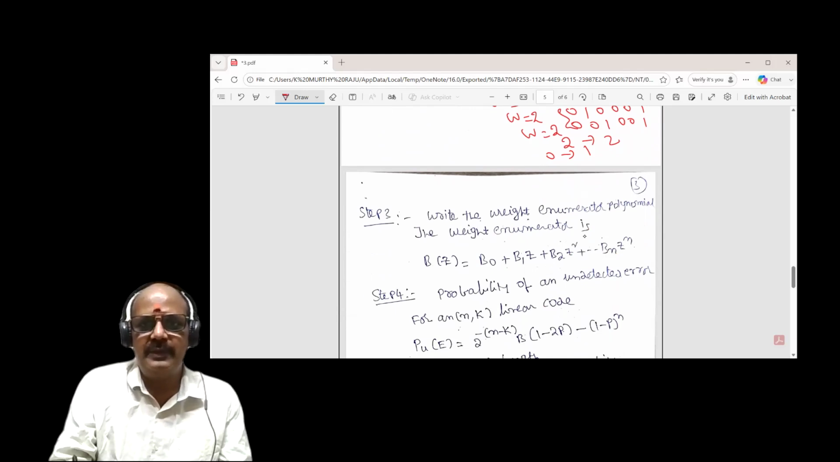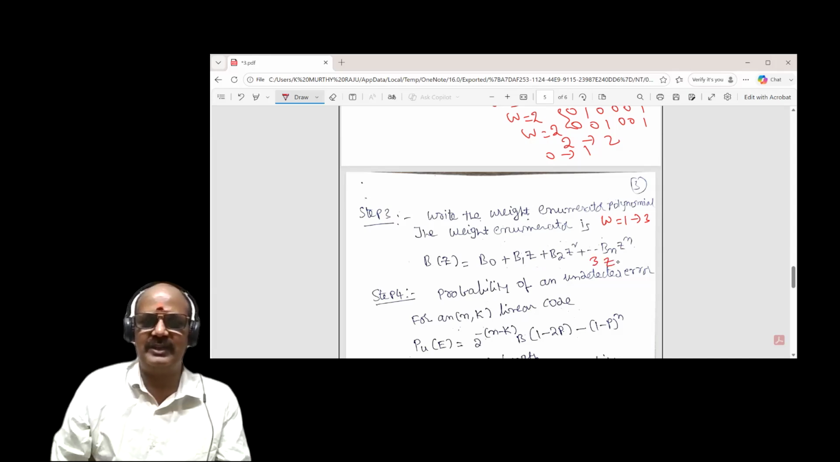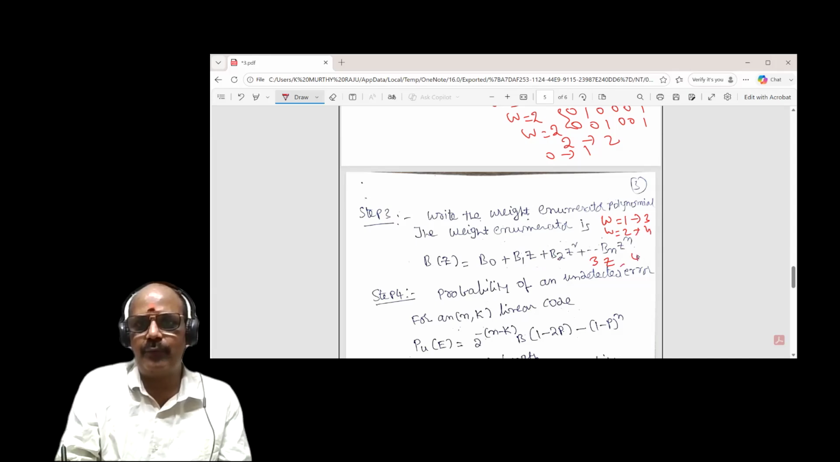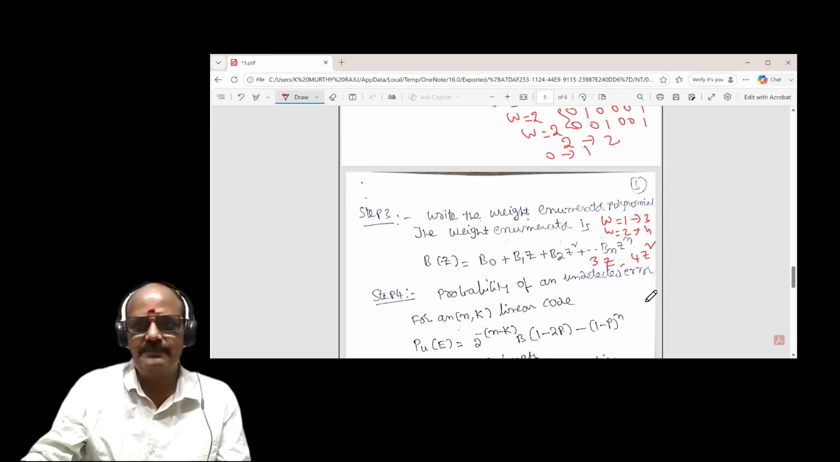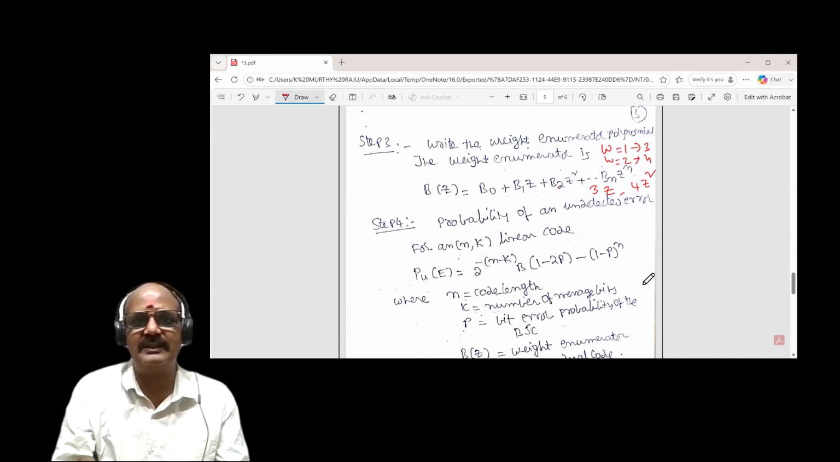Suppose weight is 1, and 3 code words are there. Therefore, here 3z is the polynomial form. Suppose weight is 2, and 4 code words are there. That means 4z squared. The representation is like that.